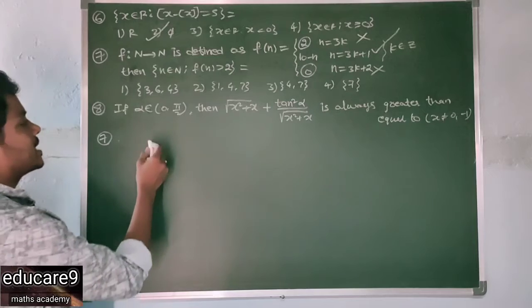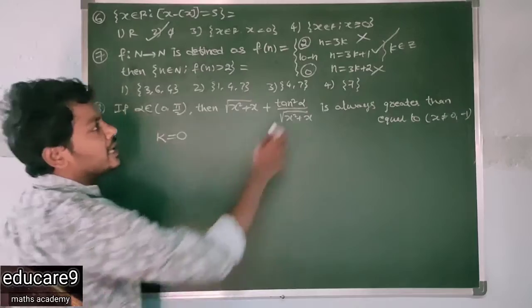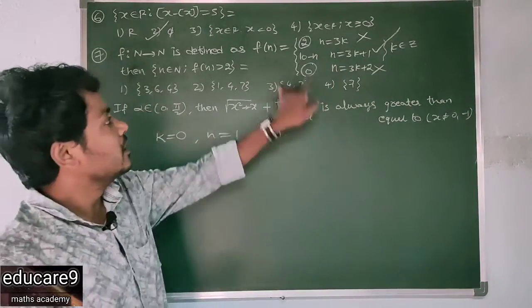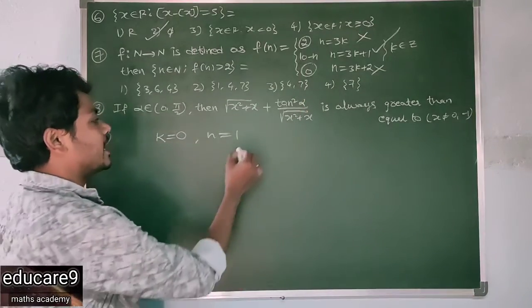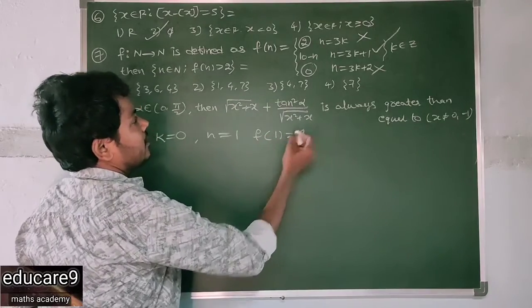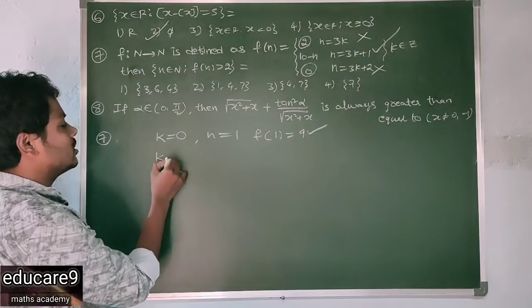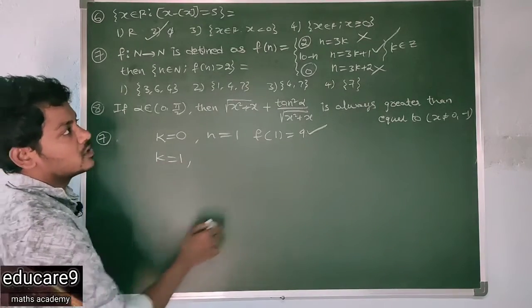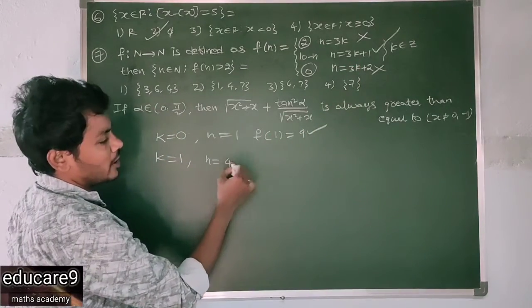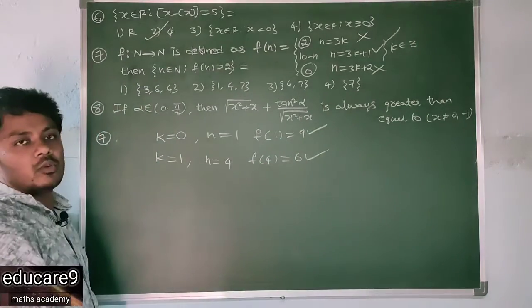See here, for example, if k is equal to 0, what n value do you get? n is equal to 1. In that case 10 minus 1, so what is f of 1? 9. So clearly it is greater than 2. And if k is equal to 1, what do you get here? n is equal to 4. So f of 4 is 10 minus 4, which is 6. This is also greater than 2.